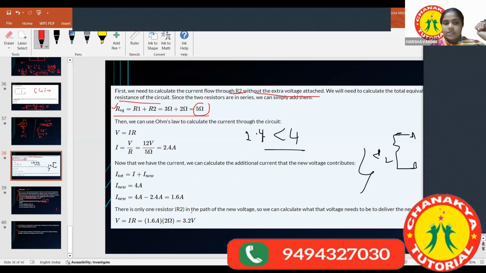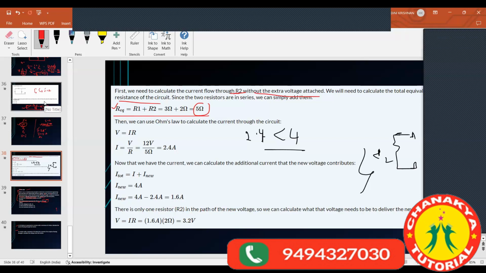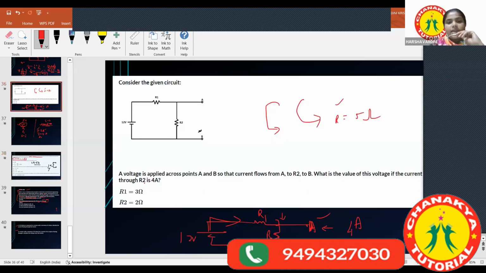Got it, Siddhant? Ma'am, kind of. Okay. So he's basically trying, I was telling how we will know that the 4 amperes that has been given belongs to the entire circuit, not to the second part only. So how to find that logically, if you use your common sense, if you think for once and read the question.